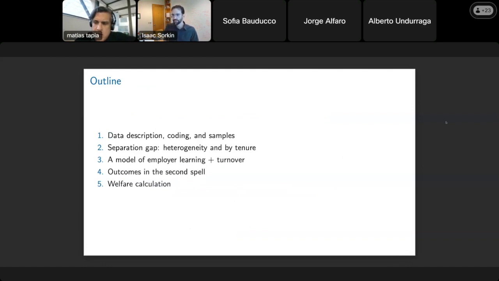Okay, the talk is going to have 5 parts. I'll introduce the data, and I'll tell you some stuff about how I handle the data. Then I'll tell you about the separation gap, and I'll show you some interesting heterogeneity, and I'll show you how this varies by tenure. And then I'll develop this model, and I think when I show you the pattern by tenure, the basic intuitive idea that I have will be clear.